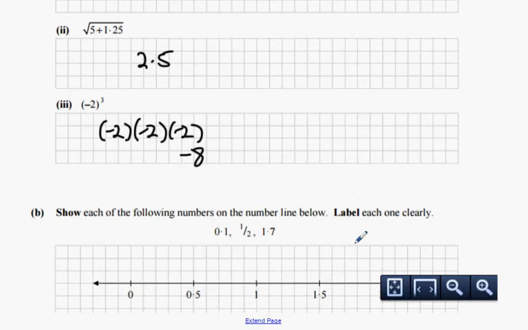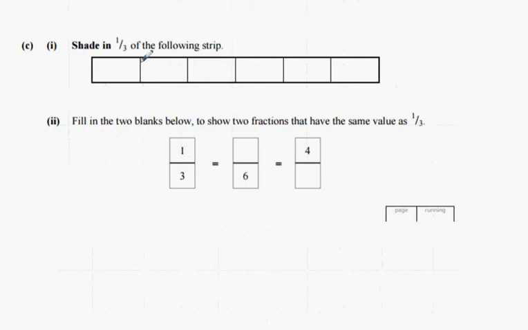Okay, show each of the following on the number line below, label each one clearly. Okay, so you can see that it goes up in 0.1s, so that's 0.1, 0.2, 0.3, 0.4, 0.5, that'd be 0.7. Okay, so 0.1 will be here. Red dot for 0.1. 1.7 will be here because it's 1.6, 1.7, 1.8, and then finally a half is 0.5. There you go. That's your label up.